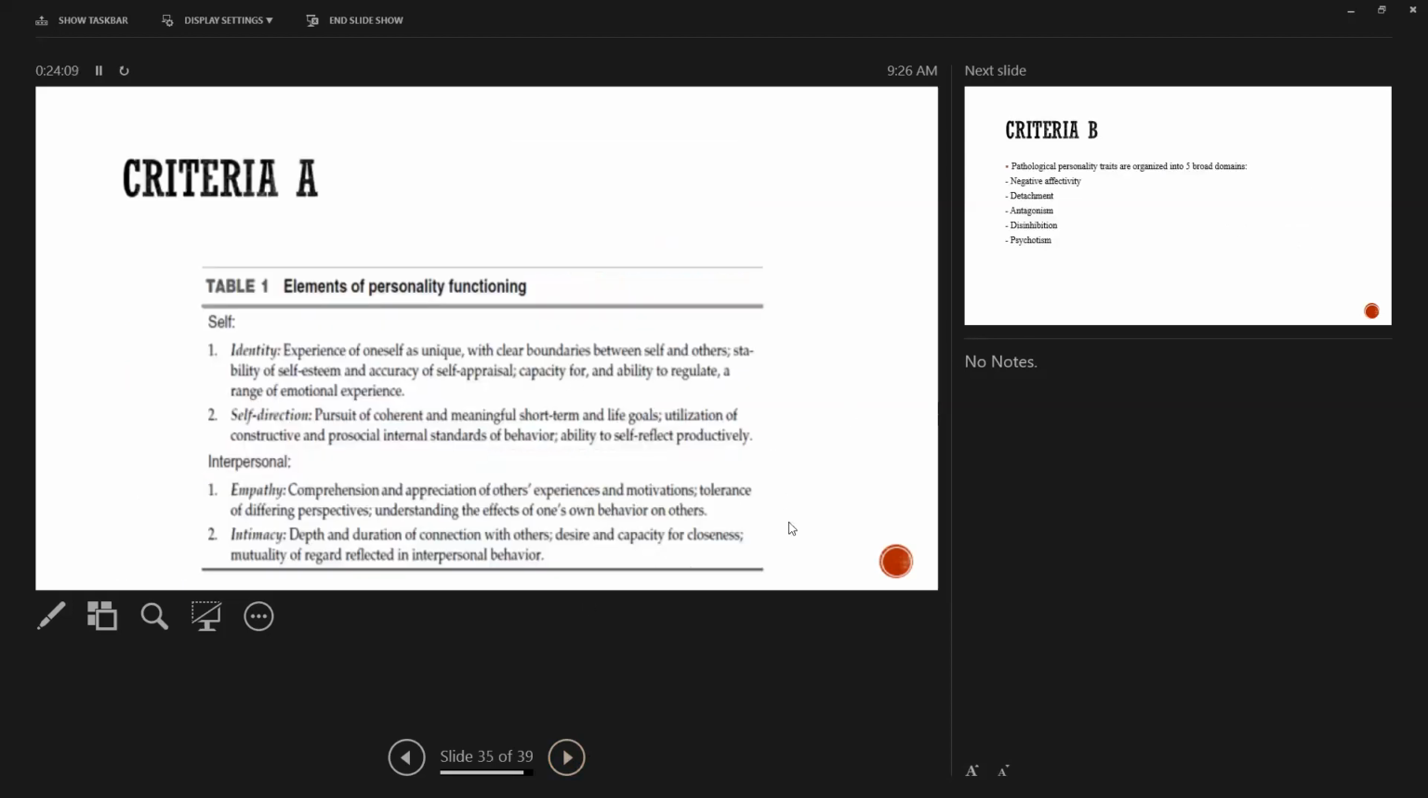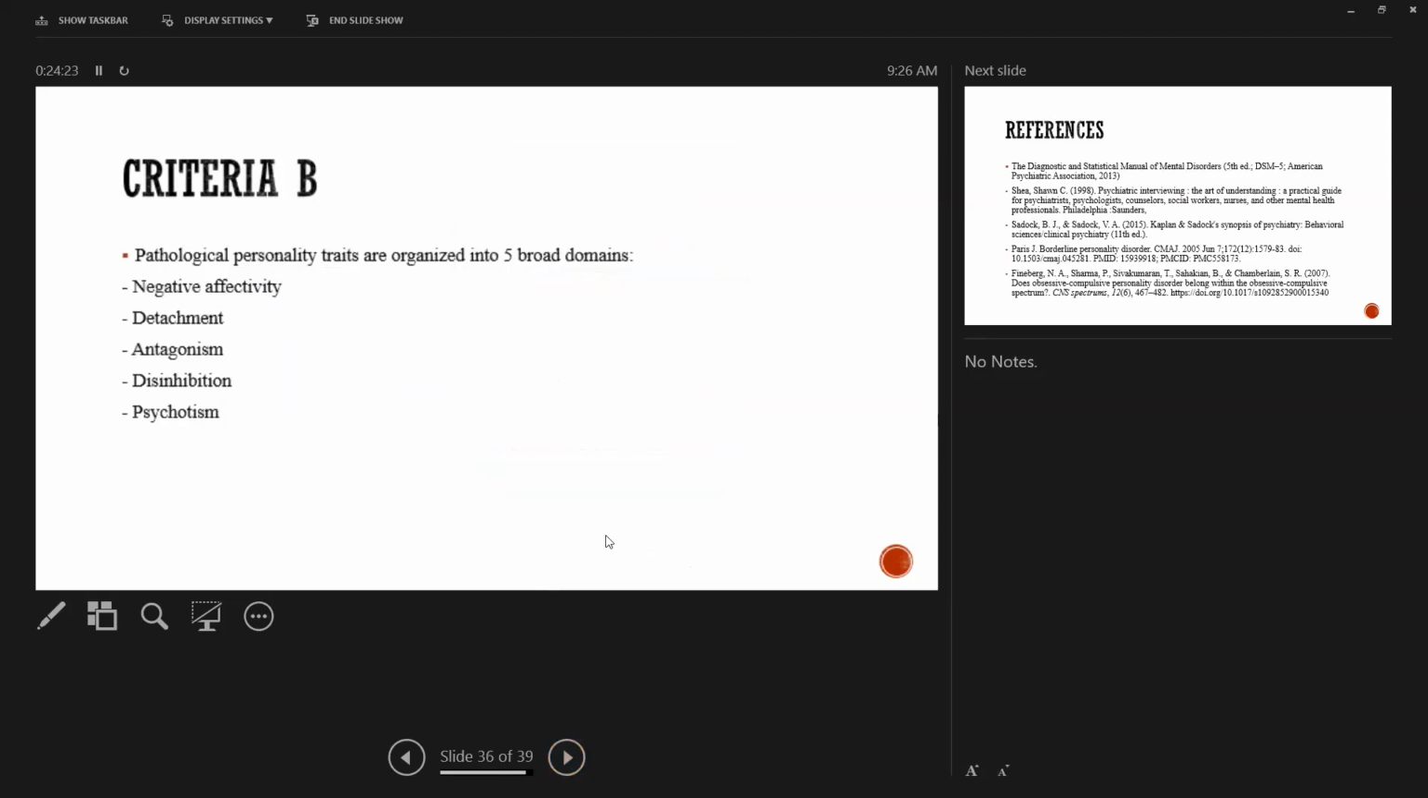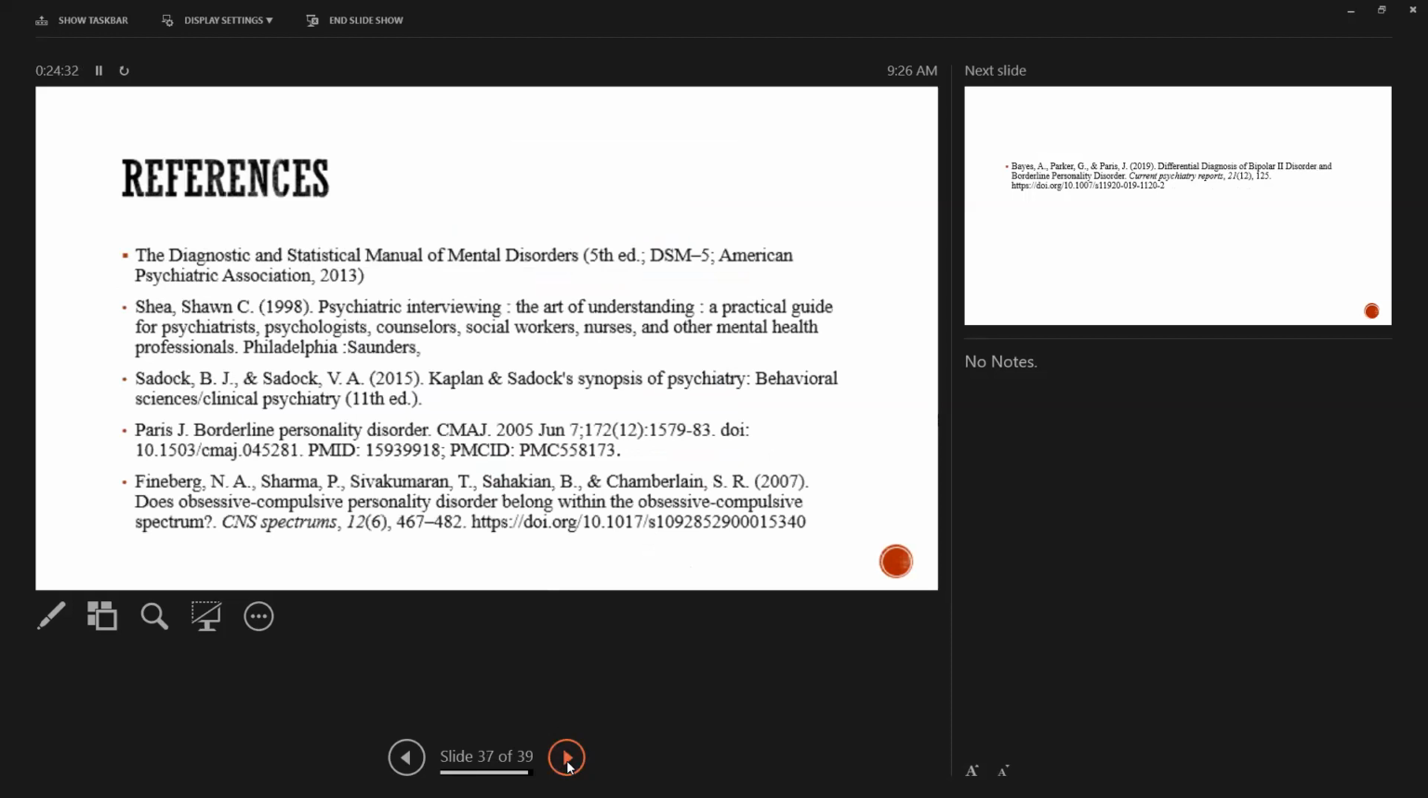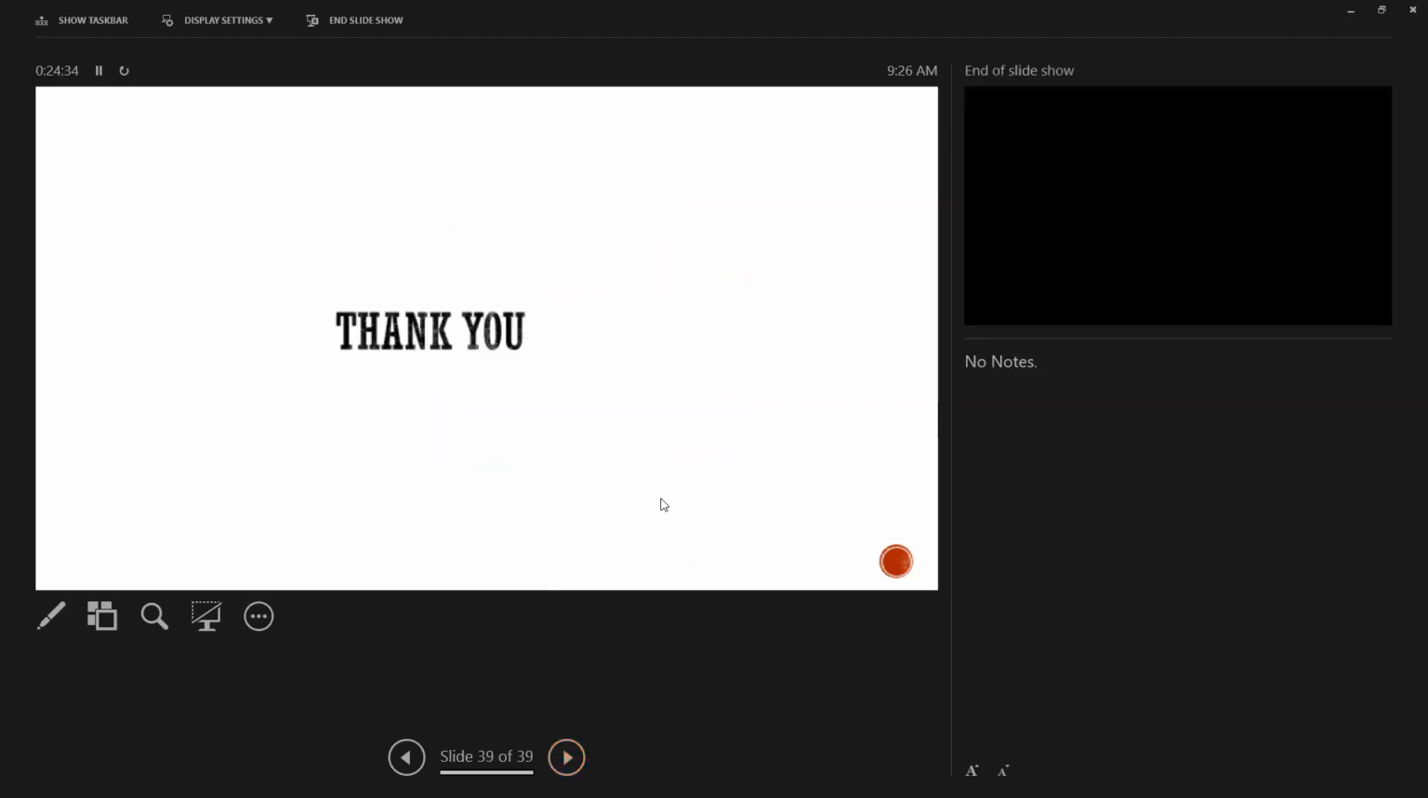Now, criterion A, the elements of personality functioning, includes disorders in self and interpersonal relationships. Self is like identity or self-direction, and interpersonal is empathy or intimacy. And pathological personality traits are characterized into 5 domains: negative affectivity, detachment, antagonism, disinhibition, and psychoticism. These are my references. Thank you.